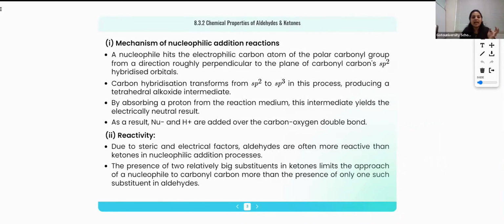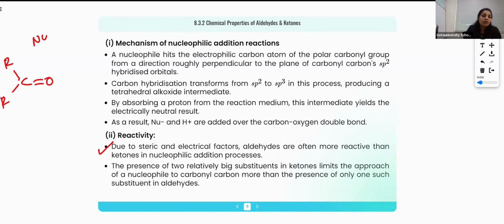If we are moving to the reactivity, due to steric and electronic factors, aldehydes are more reactive than ketones in nucleophilic addition. Suppose you are taking an aldehyde, very, very important. Whatever the group it may be, you can leave it, because we discussed only the mechanism. Now we are moving to the reactivity. If you are taking a ketone, it will have some R groups.